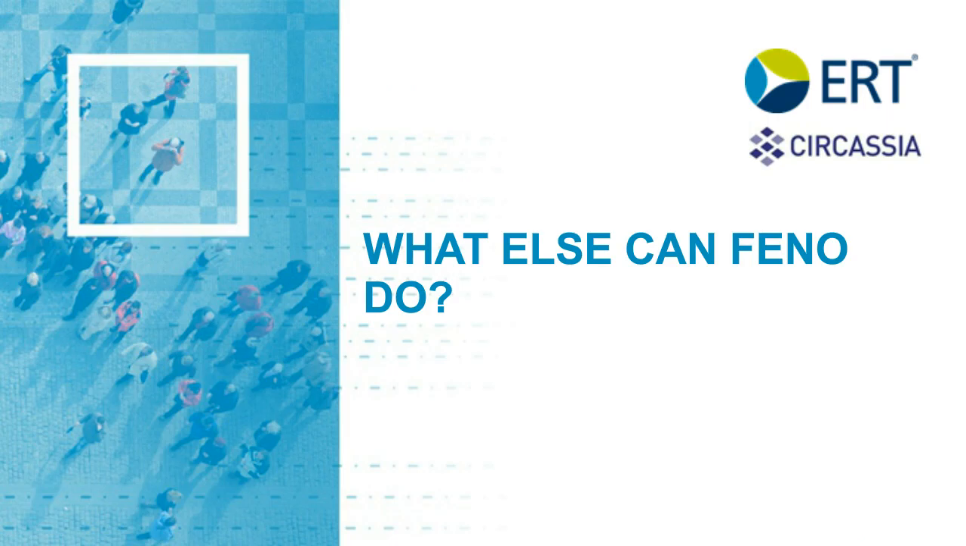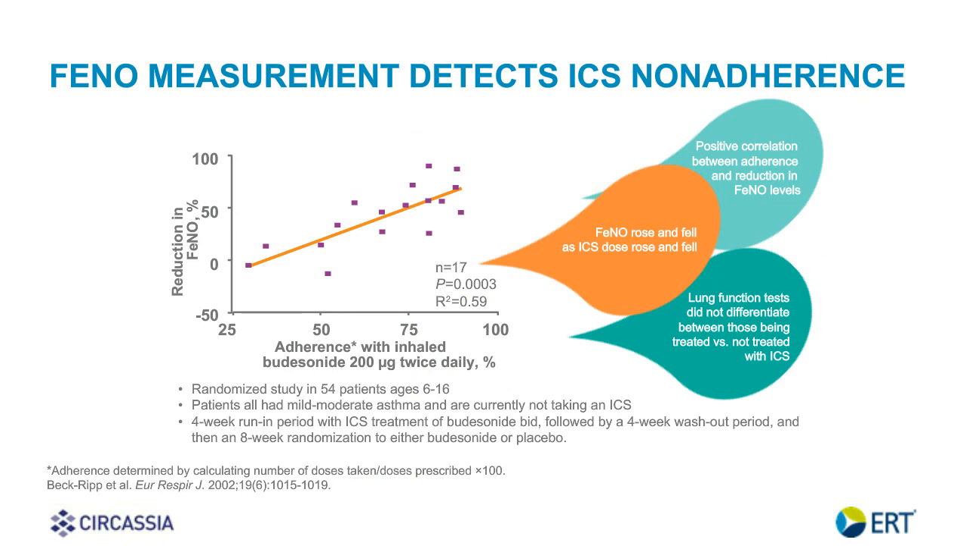So let's quickly go, what else can FeNO do? FeNO could particularly be helpful in detecting inhaled corticosteroid non-adherence. This also could be further drawn out to other types of anti-inflammatory therapy. If patients are using FeNO, you can see here you're comparing the use of budesonide 200 twice a day versus reduction in FeNO, and that the FeNO rose and fell based on the inhaled corticosteroid dose. So if the patients were more compliant, their FeNOs were lower. There was a positive correlation between adherence and reduction in the FeNO levels.